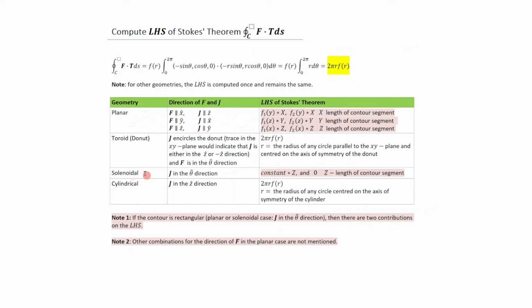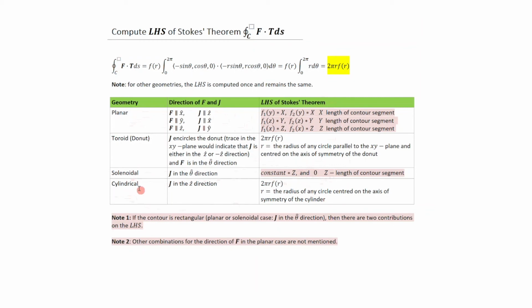And then we have a solenoidal case where J is in the theta hat direction, so you have an infinitely long cylinder but the current flux density is in the circumferential direction. In this case, the left-hand side of Stokes' theorem would be some constant to be evaluated, times z, where z is the length of the contour segment. In this case, it would be along the z-hat direction, and 0 otherwise. 0 meaning outside the actual cylindrical shell.